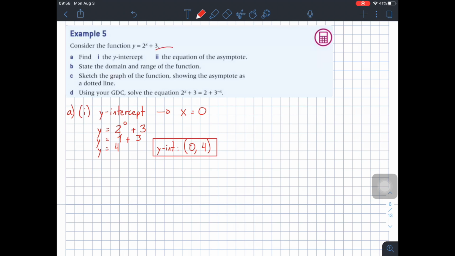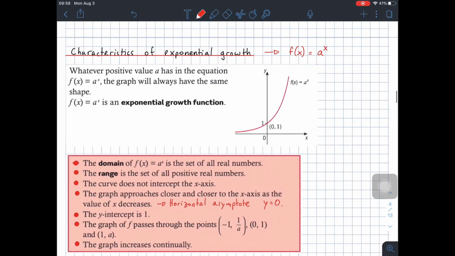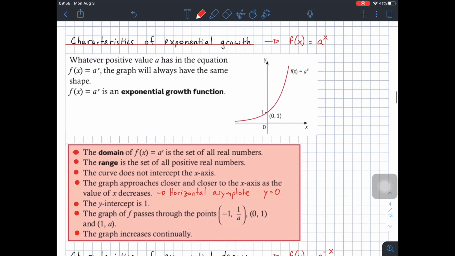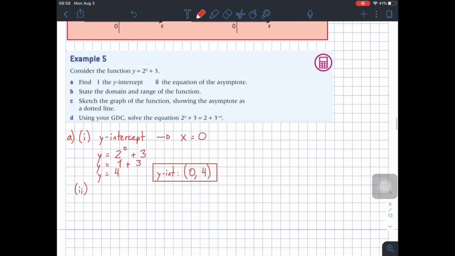Then we're asked to find the equation of the asymptote. For the asymptote, if you remember what we have seen here, whenever we have the parent function a to the power of x, the asymptote is always y equals 0, right? But in this case, what do we have? 2 to the power of x plus 3. If it was only 2 to the power of x, if I eliminate this part, then the asymptote would have been y equals 0, right?